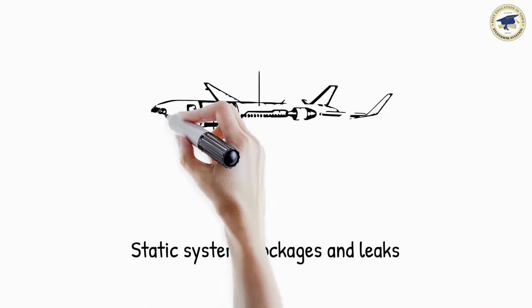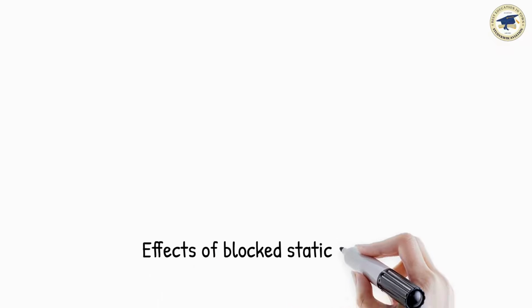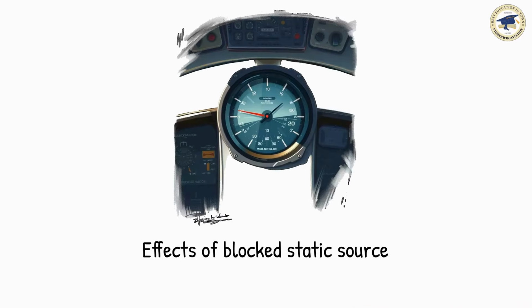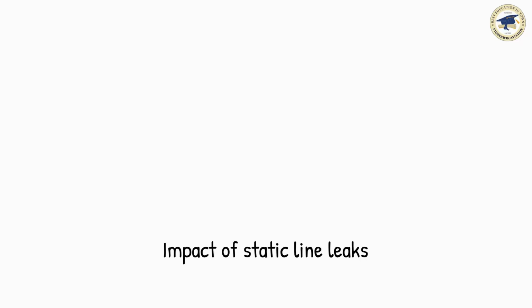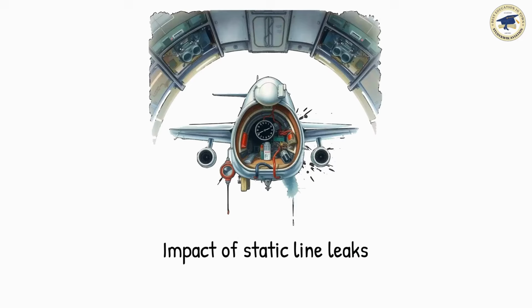Now let's move to blockages and leaks in the static system. If the static source is blocked, the altimeter freezes at the altitude where the blockage occurred. During a climb, this causes the altimeter to underread. During a descent, it causes an overread. If there is a static line leak, the effect depends on the leak location. Outside the pressure hull or in an unpressurized area causes the altimeter to show a small overread. Inside a pressurized compartment makes the altimeter show cabin altitude, making it completely unreliable.